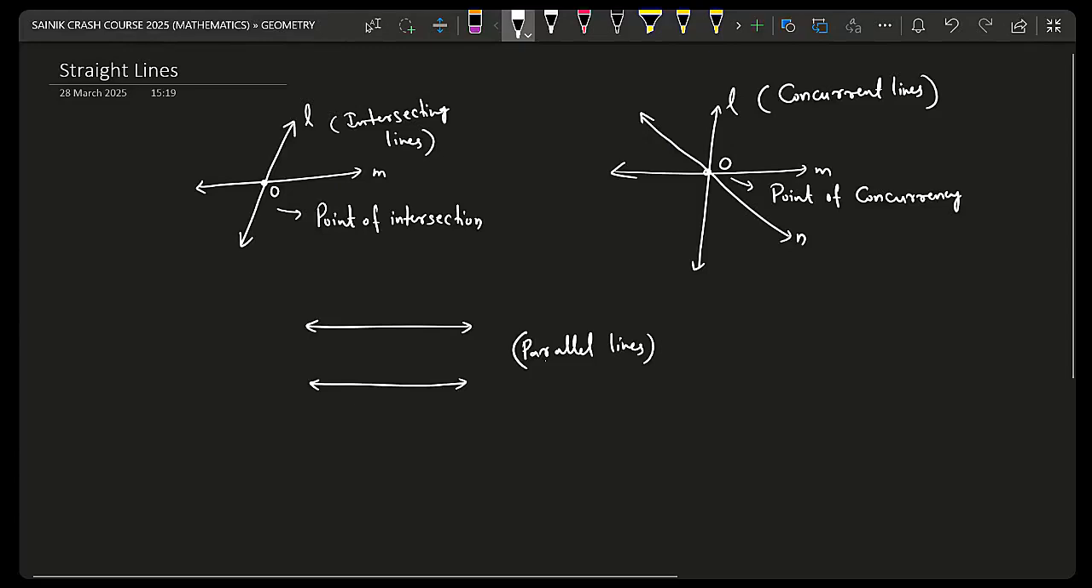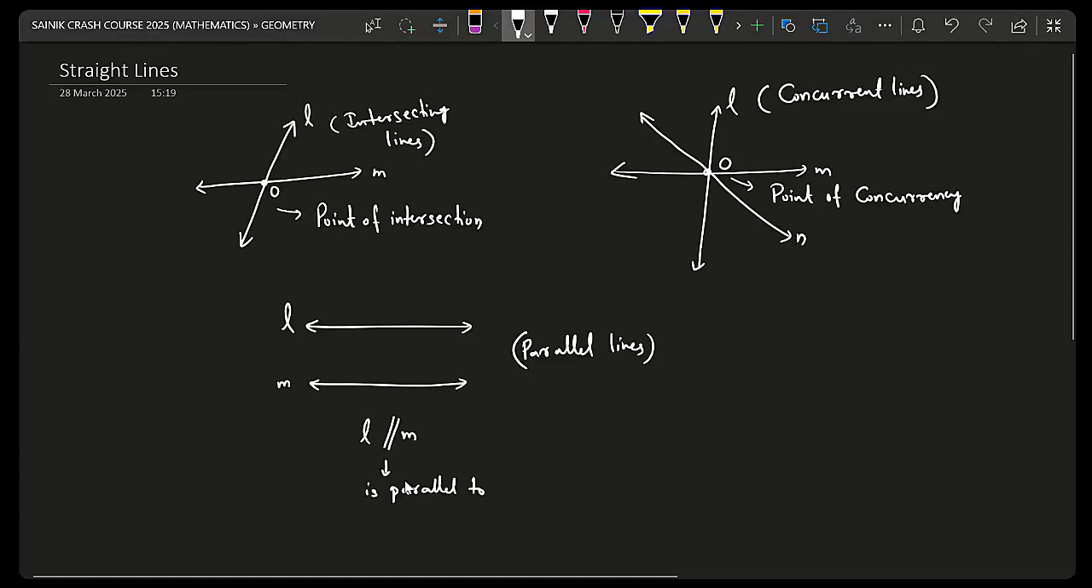Let us say this is line L and this is M. How to represent this mathematically? We can write L is parallel to M. So how to read this symbol? Is parallel to. So we can say L is parallel to M.